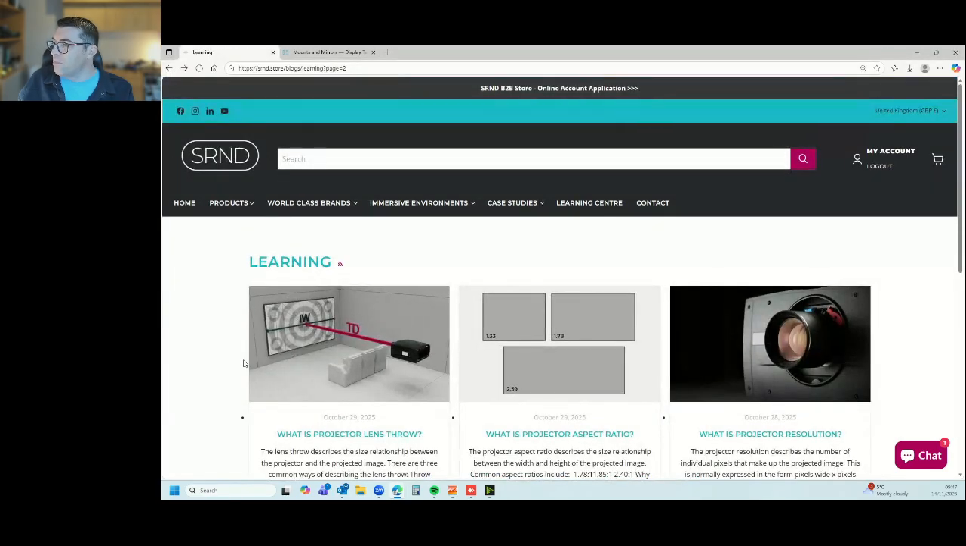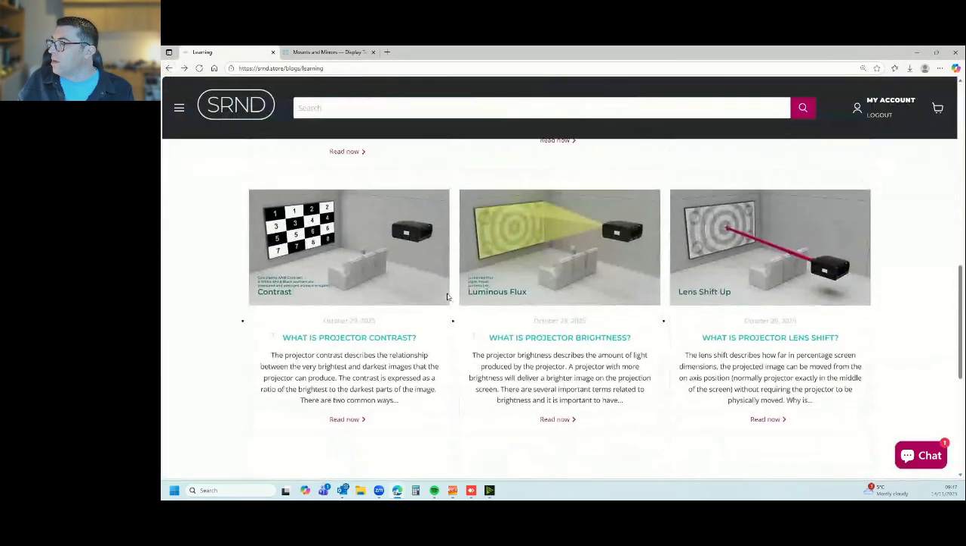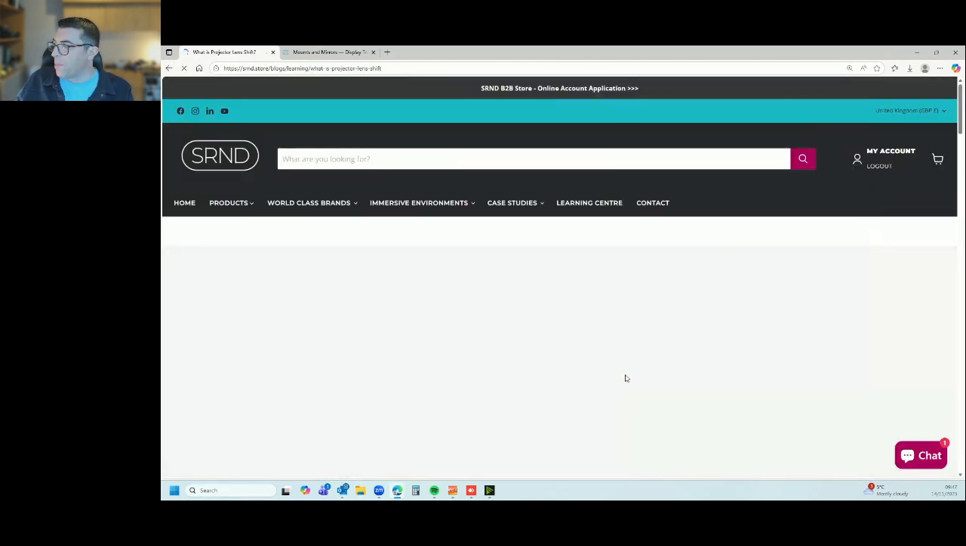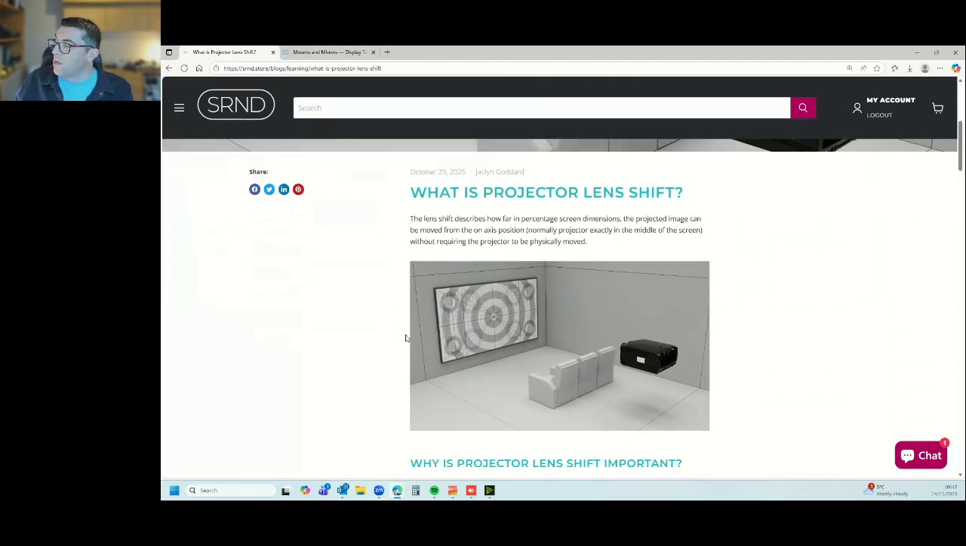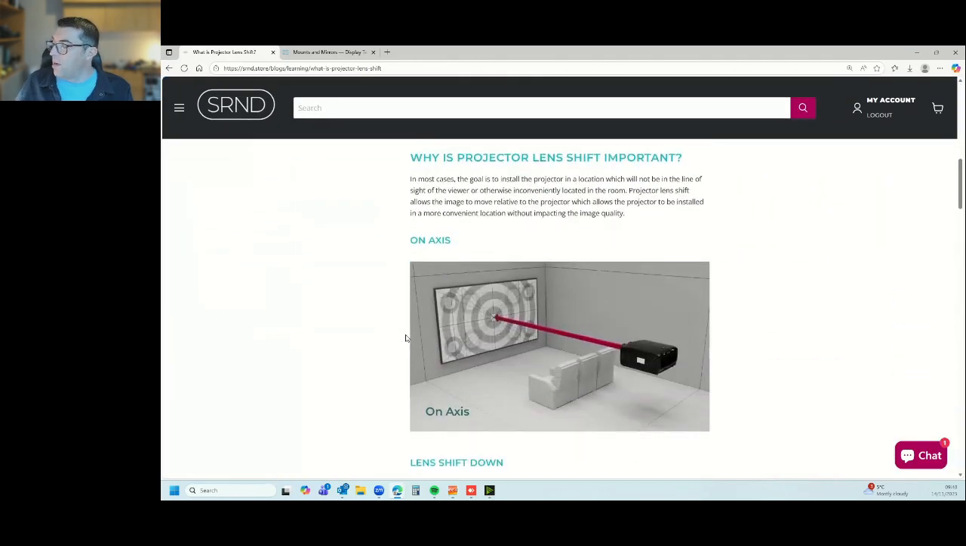So the next item that we want to look at is the lens shift. Okay. So if you look at the picture on the screen, that's an on-axis projector. It's in line with the middle of the screen.